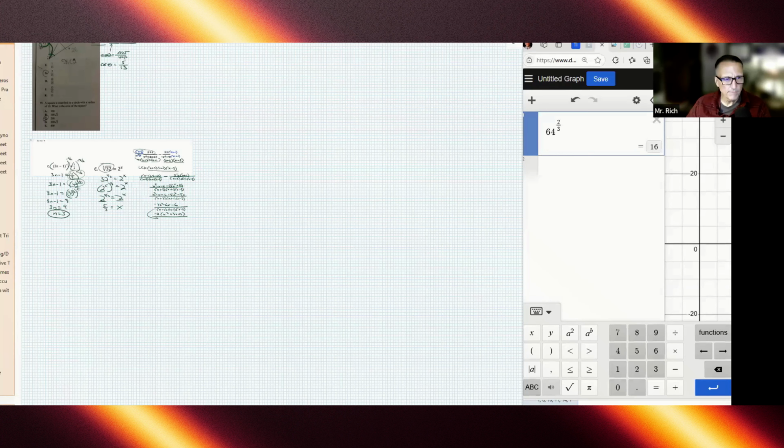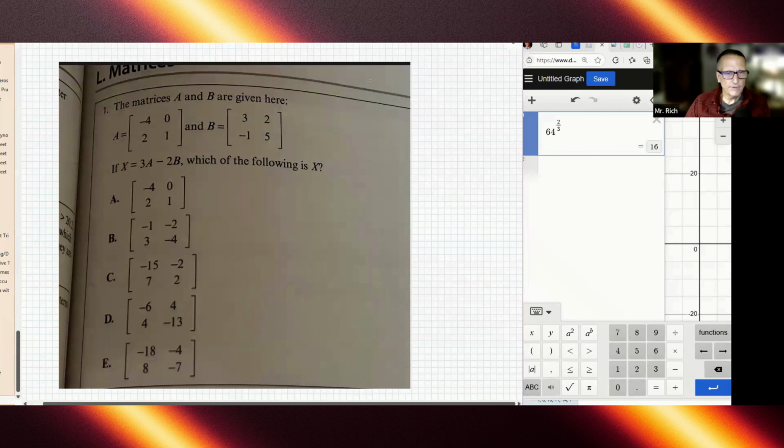Here is a matrix problem. The matrices A and B are given here. If X is 3A minus 2B, which of the following is X? Well, you don't really need to know what matrices are or what they're used for. One of the reasons we use them is to solve systems of equations, but matrices are just these groups of numbers in between these brackets. But this says X is 3A minus 2B.